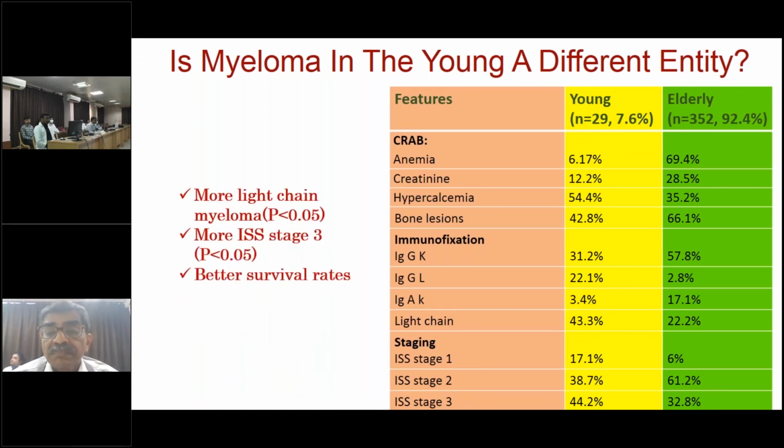So in the young, the predominant manifestation is hypercalcemia, and the striking feature is that, even with the increased incidence of light chain myeloma and a much higher risk stratification, these young patients had a higher survival rate, probably due to the absence of comorbidities and a better tolerance of chemotherapy.